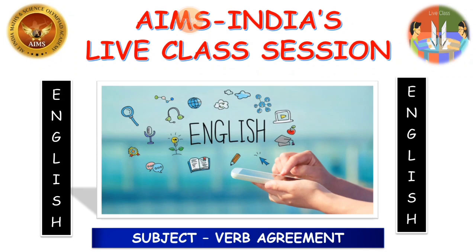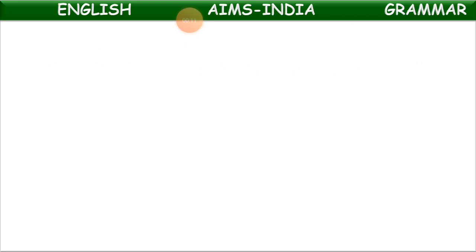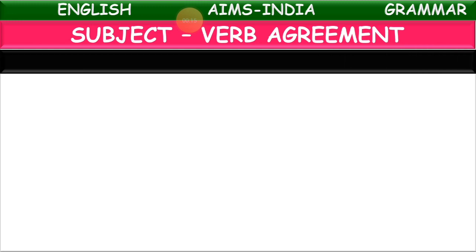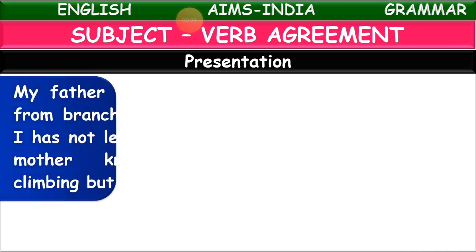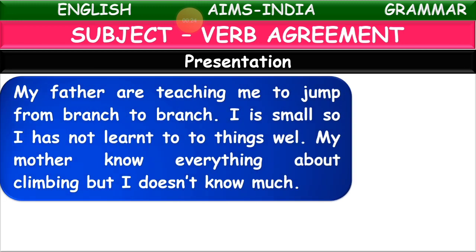Today in our English grammar, we are going to learn about subject and verb agreement. Clear, children? So today our topic is subject and verb agreement. First of all, what is a subject? It is about whom we are talking. Then what is a verb, children? The action which is done by the subject.